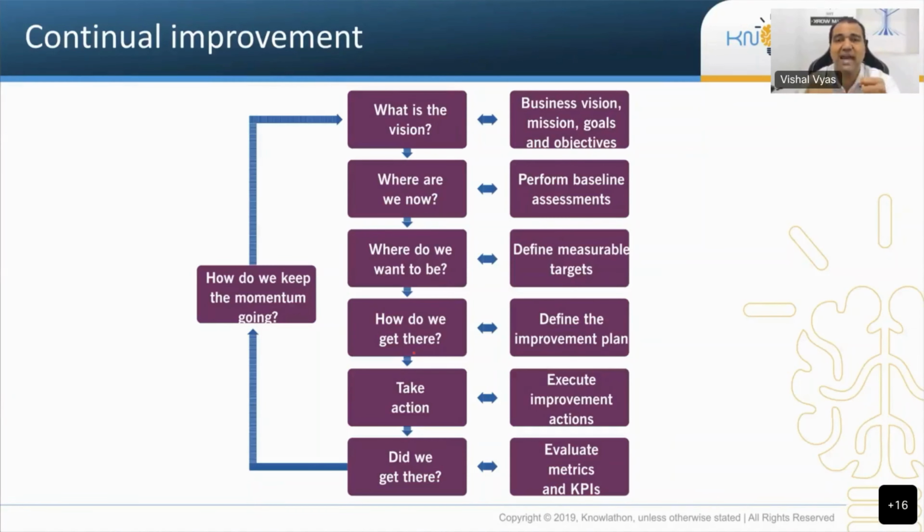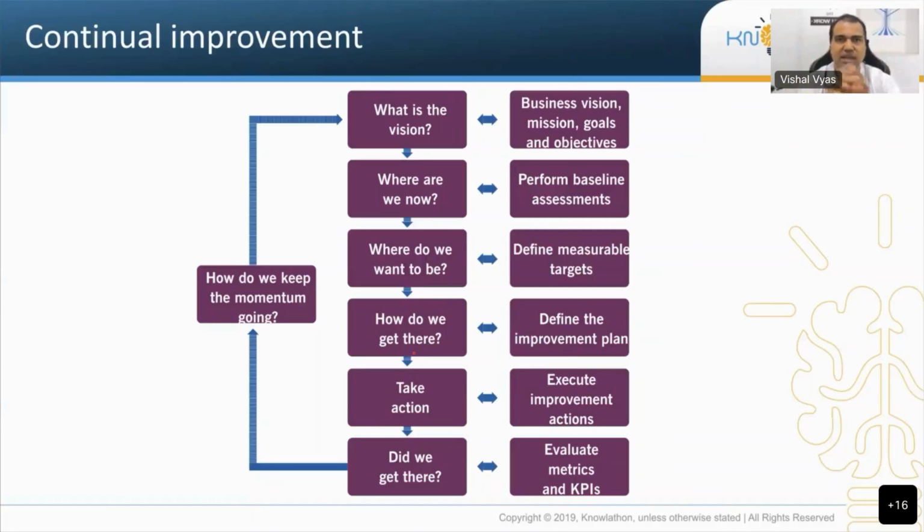You have to build a plan: in order to get 8% improvement, what do we need to do? Define the improvement plan. How do we get there? The plan is ready, but someone has to act on that plan. So the next step is execute improvement action. Take action. We have decided to take these 10 actions, but someone has to take those 10 actions, right?